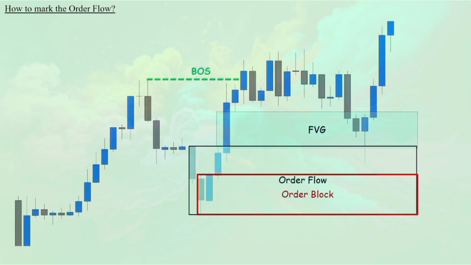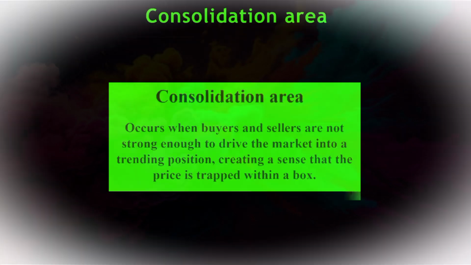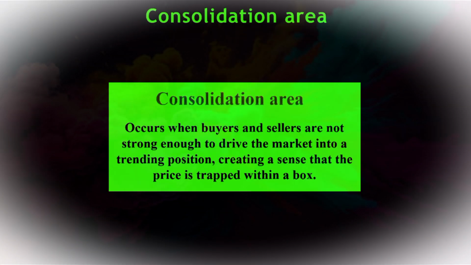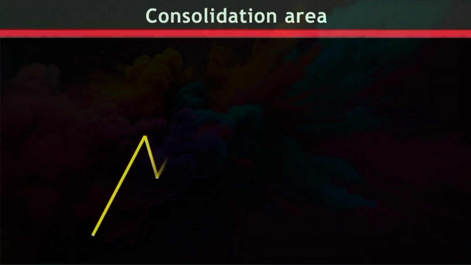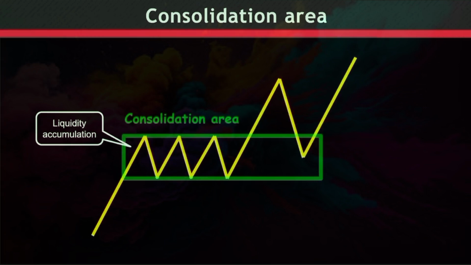The last key supply and demand is consolidation areas. Consolidation areas occur when buyers and sellers are not strong enough to drive the market into a trending position, creating a sense that the price is trapped within a box. This situation persists as liquidity accumulates, eventually leading the price to a breakout in one direction. Then the consolidation area becomes a key supply or demand for traders.